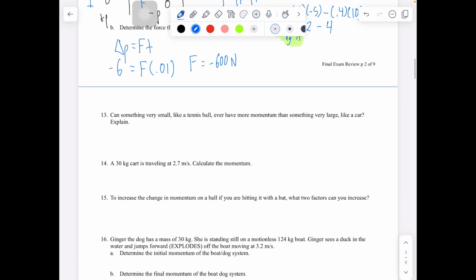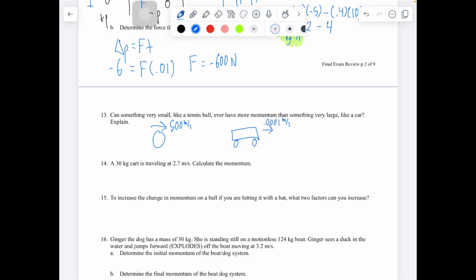Can something very small, like a tennis ball, ever have more momentum than something very large, like a car? Absolutely. If you have a tennis ball, and it is just flying at 500 meters per second. Now, I don't know who launched that tennis ball so fast. It is certainly going to have more momentum than a car that is moving extraordinarily slowly, like 0.00001 meter per second.